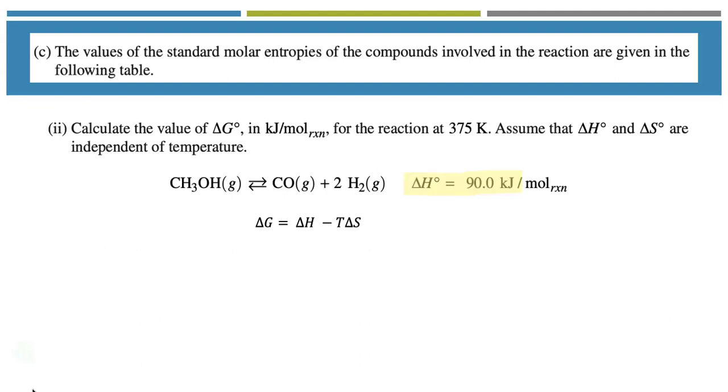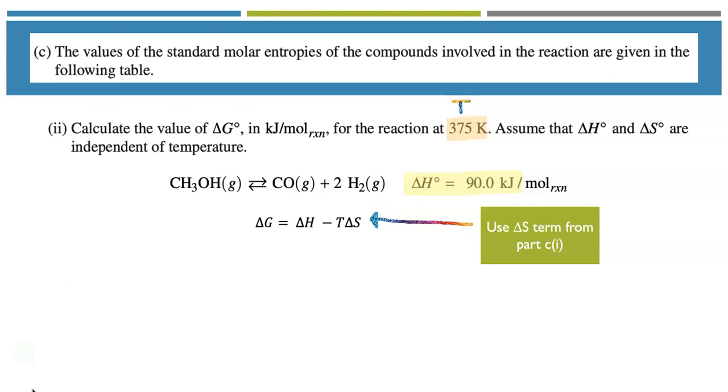We're told delta H is 90.0 kilojoules per mole. We're given the temperature already in Kelvin. And we have delta S from part C1, and so we're going to use our answer from that. And so we can substitute all of this in.